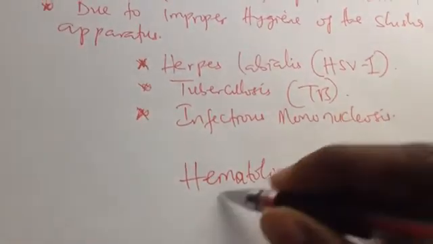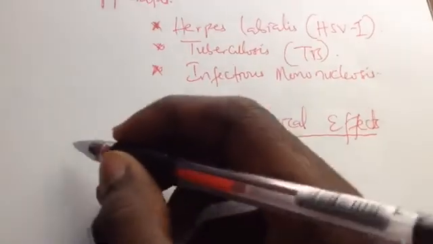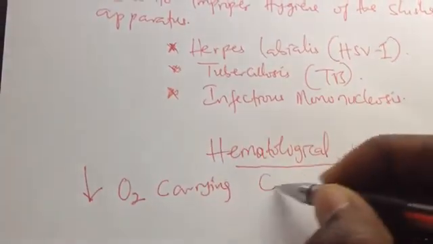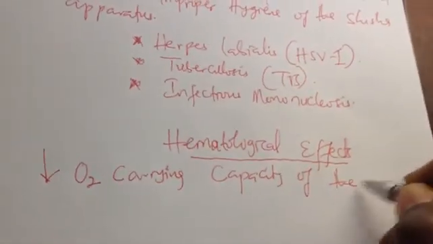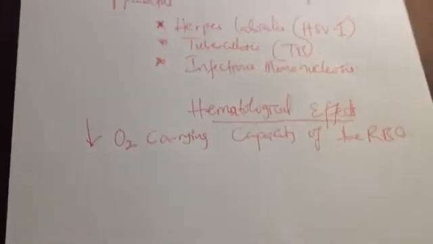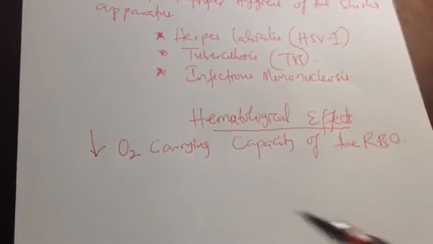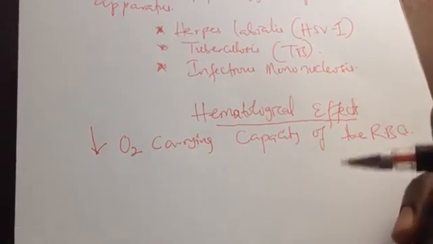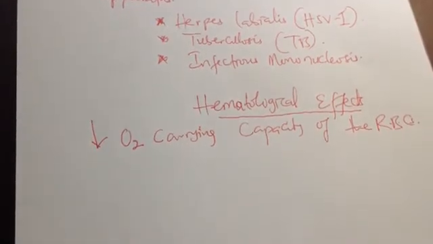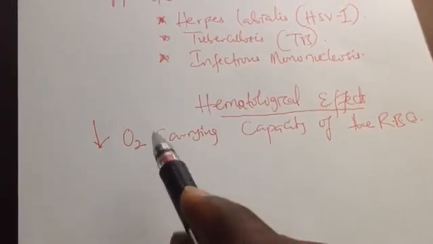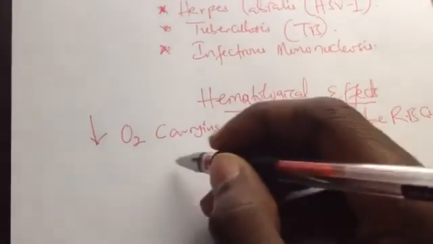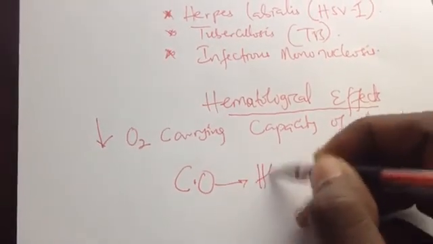The hematological effect is the direct effect on the blood. There is going to be a decrease in the oxygen carrying capacity of the RBCs, because, as we have already seen earlier in this video, the mixture of the shisha constituents contains toxins, for example carbon monoxide, even nicotine, benzoyl, lead, arsenic, right? The carbon monoxide is the one that is responsible for this decrease in oxygen carrying capacity of the RBC, because this carbon monoxide will bind to the hemoglobin found inside the RBC.